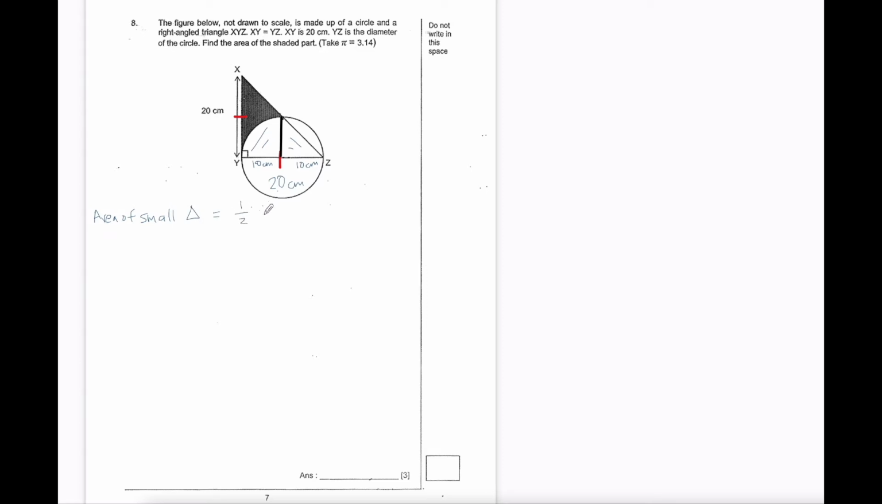It's half times, what's the base? The base is the radius, correct? And the height is also the radius. So half times 10 times 10. I'm going to get 50.